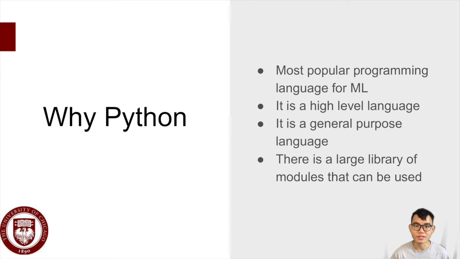The third reason is that Python is a general-purpose language. Anything you can do, you can probably find a way to do it easily with Python. And the last reason why Python is so powerful is that there is a large library of modules that can be used. If you are looking to do something, there is probably already a Python module that does what you want. This makes development a lot faster.